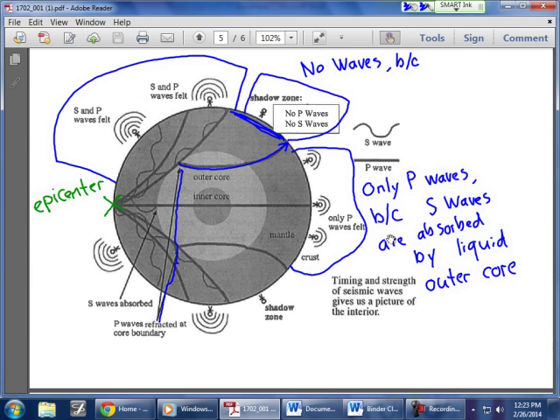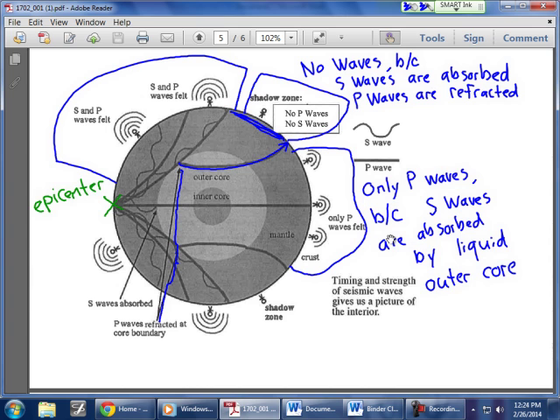So there are no S waves because they are absorbed, and again, they're absorbed by the liquid outer core. And the P waves are refracted. The reason they're refracted is because there's a sudden change in density.